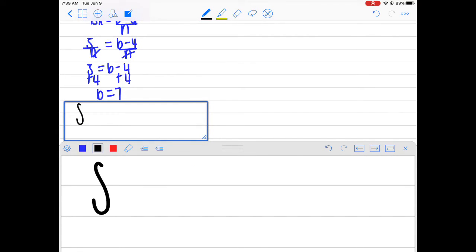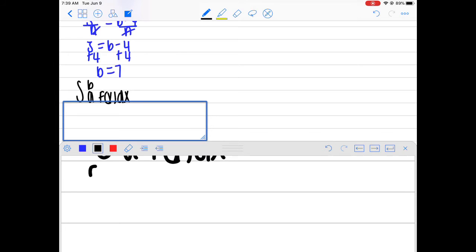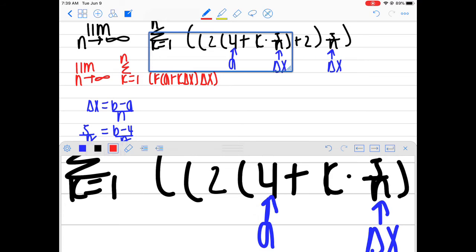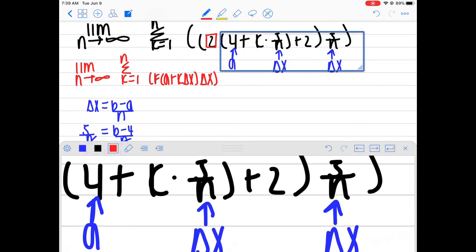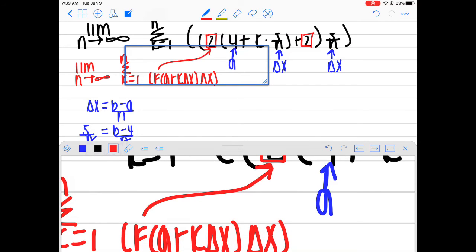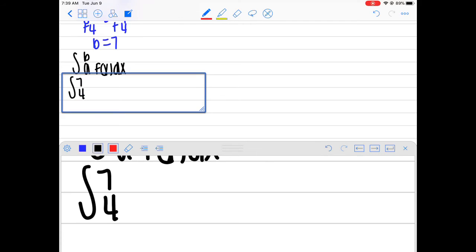And then the definite integral is from a to b, f of x dx, and we have a and b, which will be 4 and 7. And then our x value of the function is 4 plus k times 3 over n, and there's a 2 on the outside and a 2 added, so that's how we know that our function will be 2x plus 2 dx.